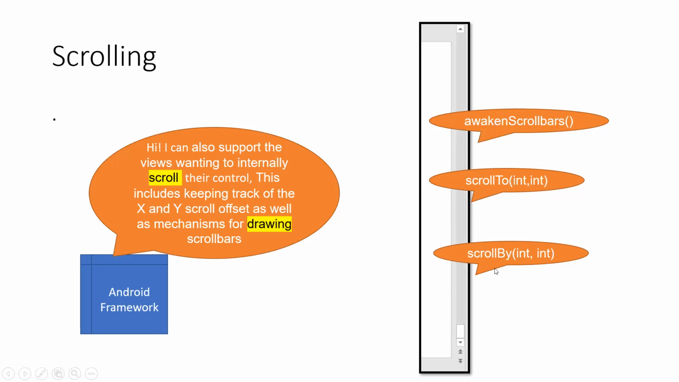Scroll by, you need a dimension, how much you want to scroll by. Scroll to, you can specify a dimension X and Y, to what point you want to scroll. Awaken scroll bars is to enable these scroll bars. Whatever be the method, the Android framework takes the responsibility, so let it handle that.